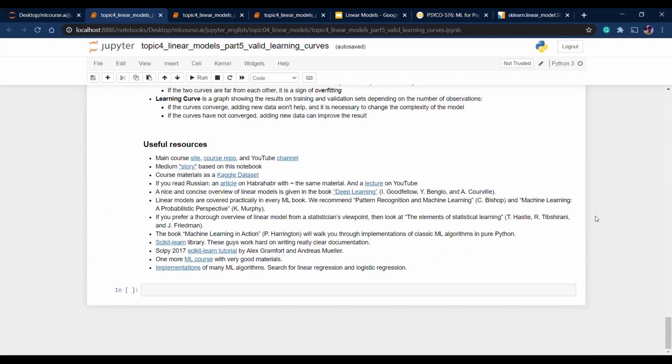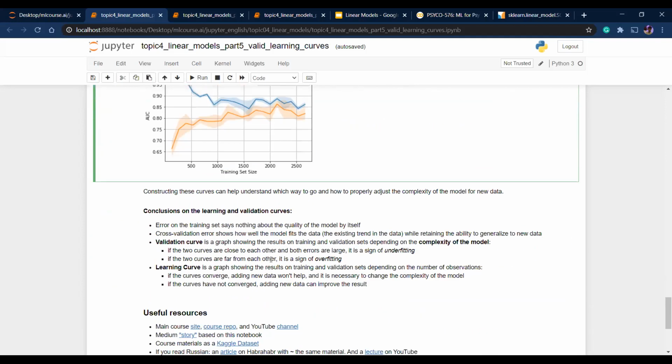Okay, so to conclude, I'm just going to read this out. If the two curves are close to each other and both errors are very large, then it's a sign of underfitting, because we want our errors to be small. If they're very close to each other and both of them have very large errors, we see that our model is not performing well and we want to improve the complexity of the model.